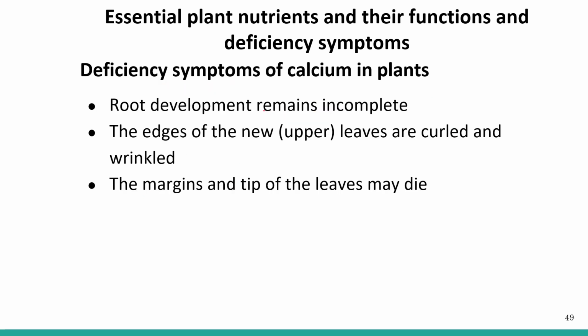Root development remains incomplete. As we all know, there is a proper requirement of calcium for root development, root growth, especially the root hairs and the primary roots. The edges of the new upper leaves are curled and wrinkled. The margin and the tip of the leaves may die. So that also affects the process of photosynthesis.